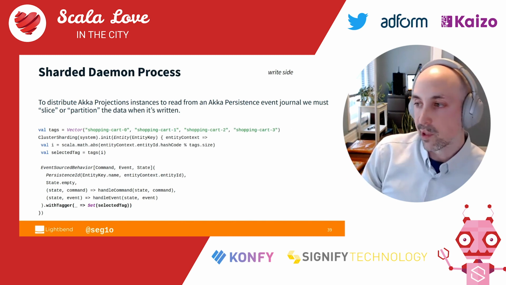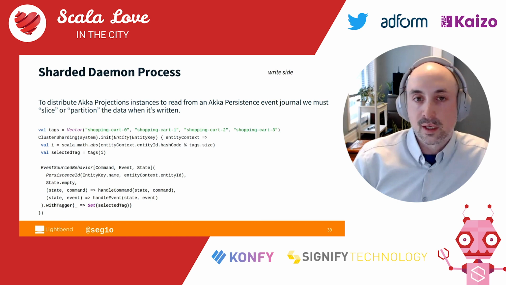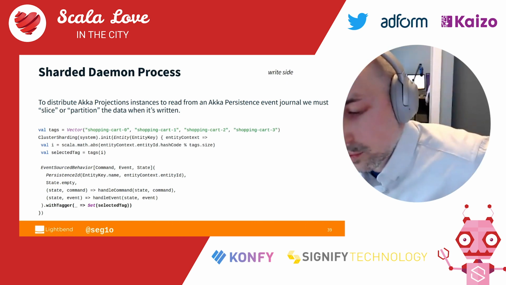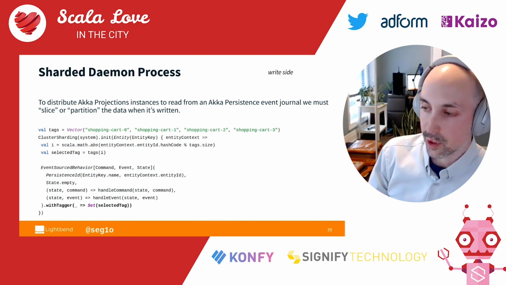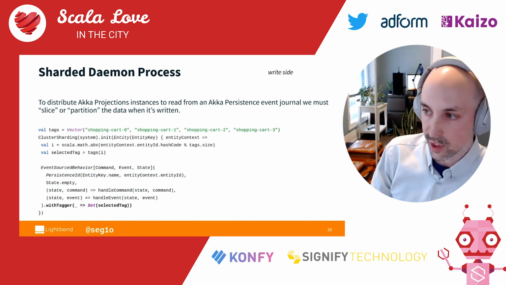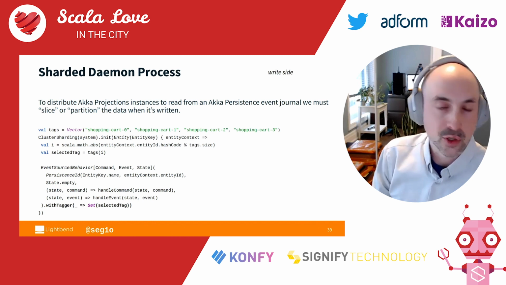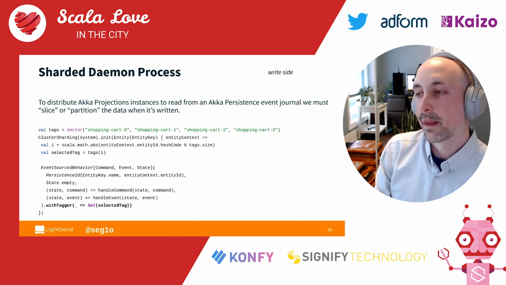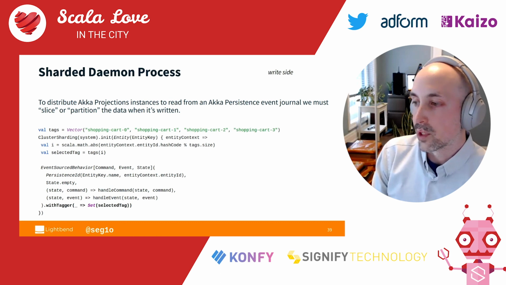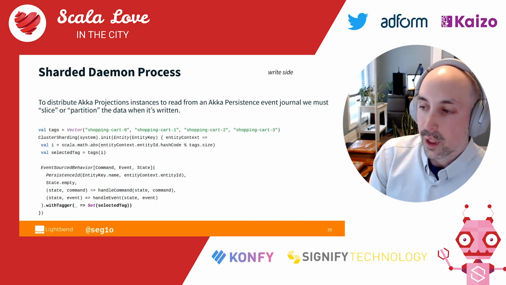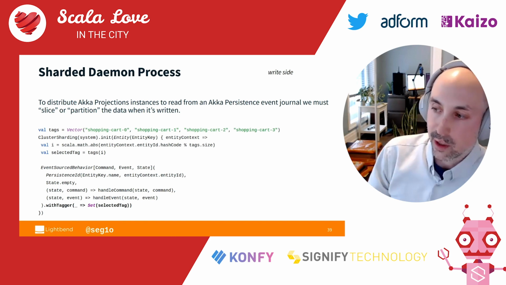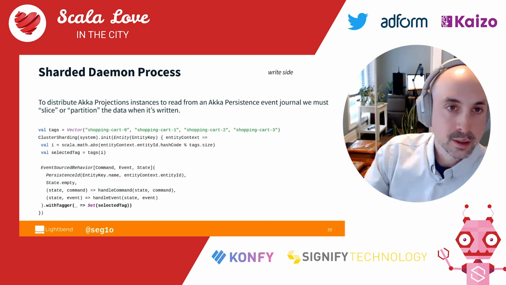as tags, and we have to define a number of tags that we want, the same number of tags as the number of projection instances we want to run. So you have to define this beforehand. It's similar to defining the partition number for a Kafka topic. So we define those tags, and then with the event sourced behavior, we have this withTagger method where we just pass along the selected tag.